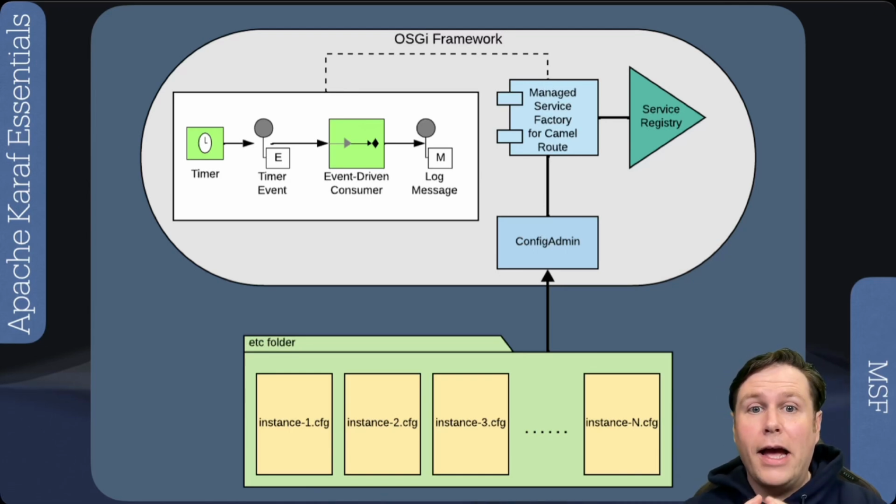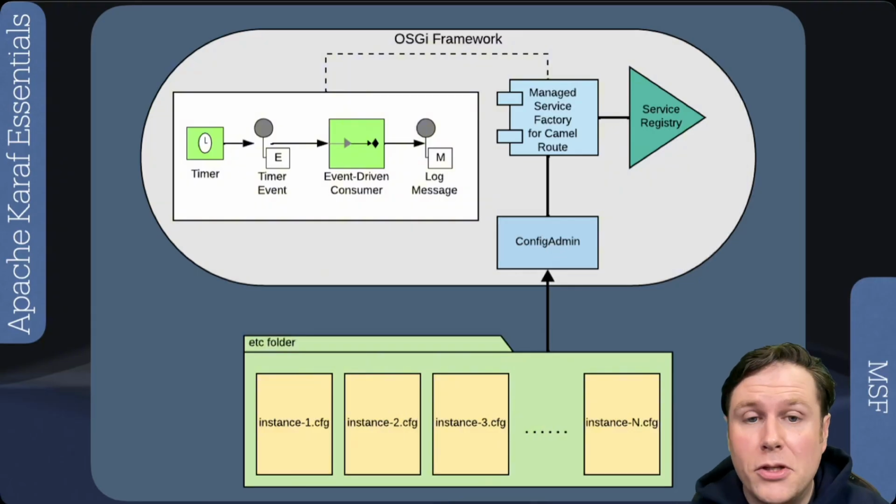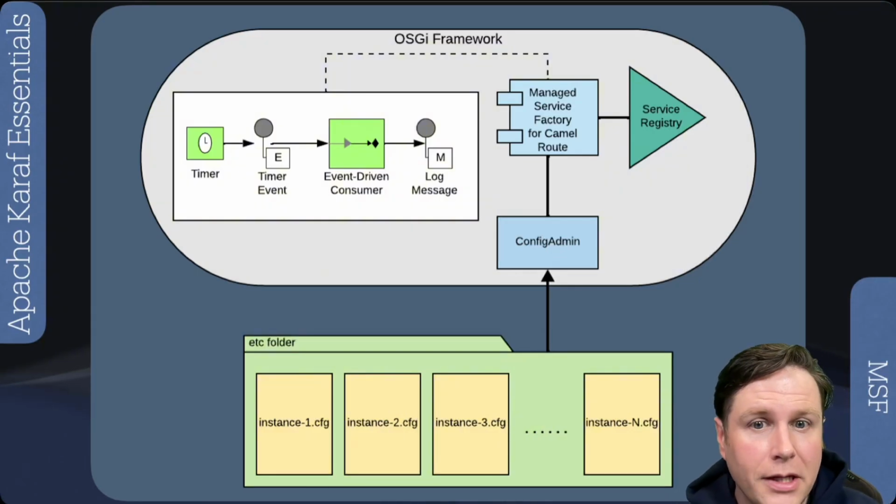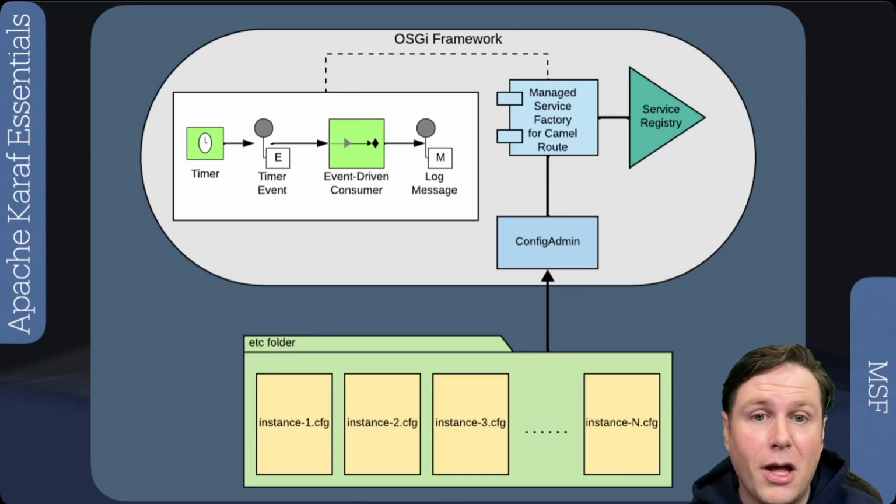At a very high level, what our demo is going to be able to do is run multiple instances of the same Camel route. This Camel route is only going to be logging out a greeting and a person's name to our log file. Nothing too complex.